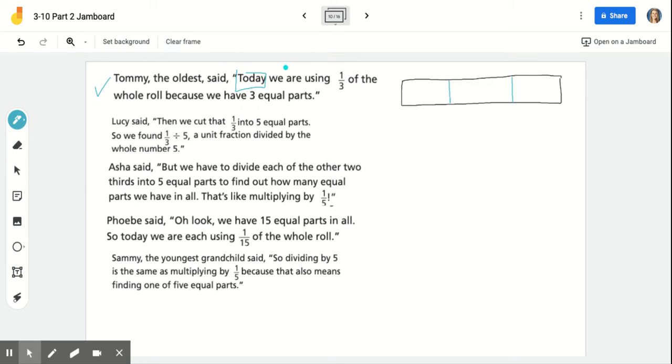And then our final question is we're figuring out how much does each grandchild get of the whole roll on this day that they are working or crafting or whatever they're doing with the paper. Okay.